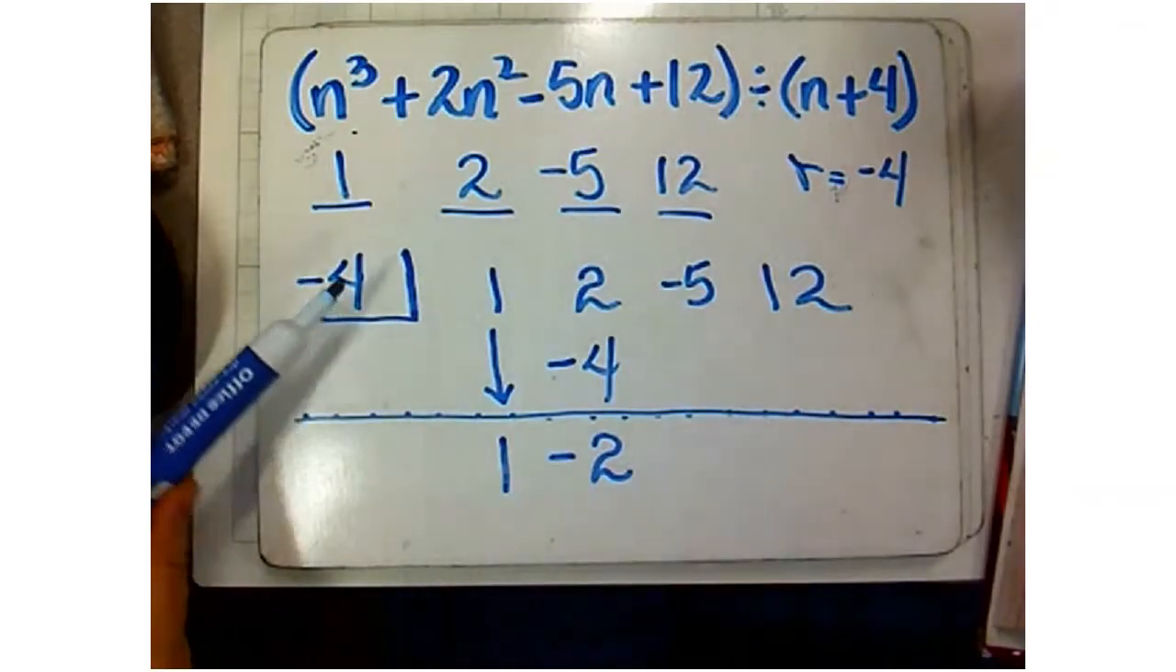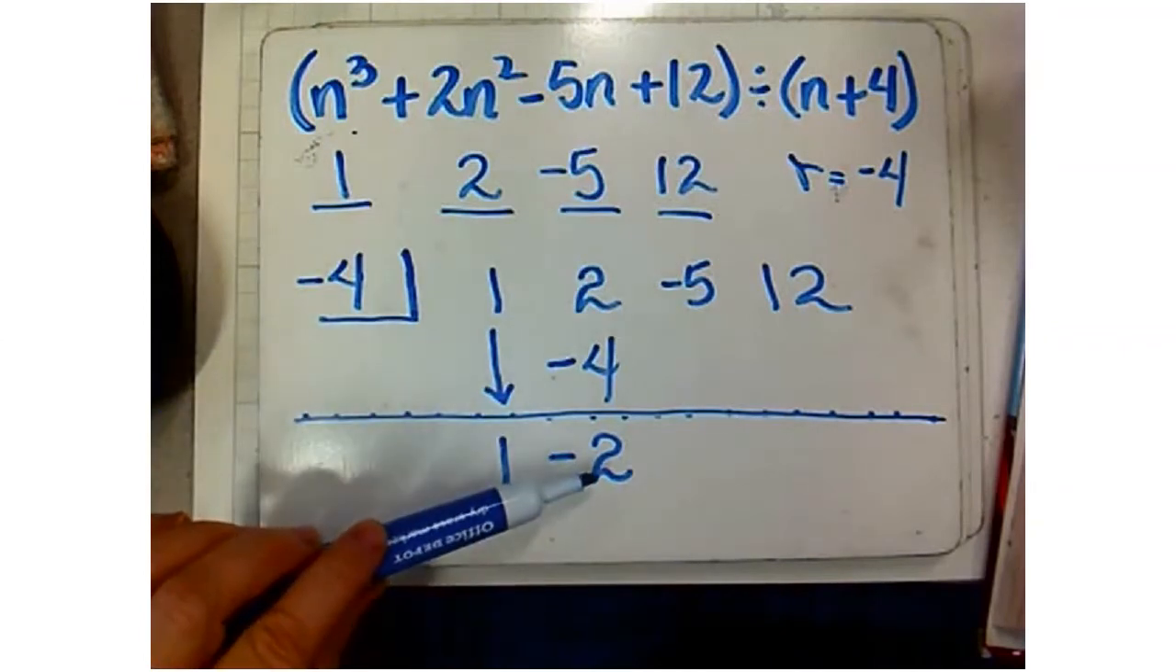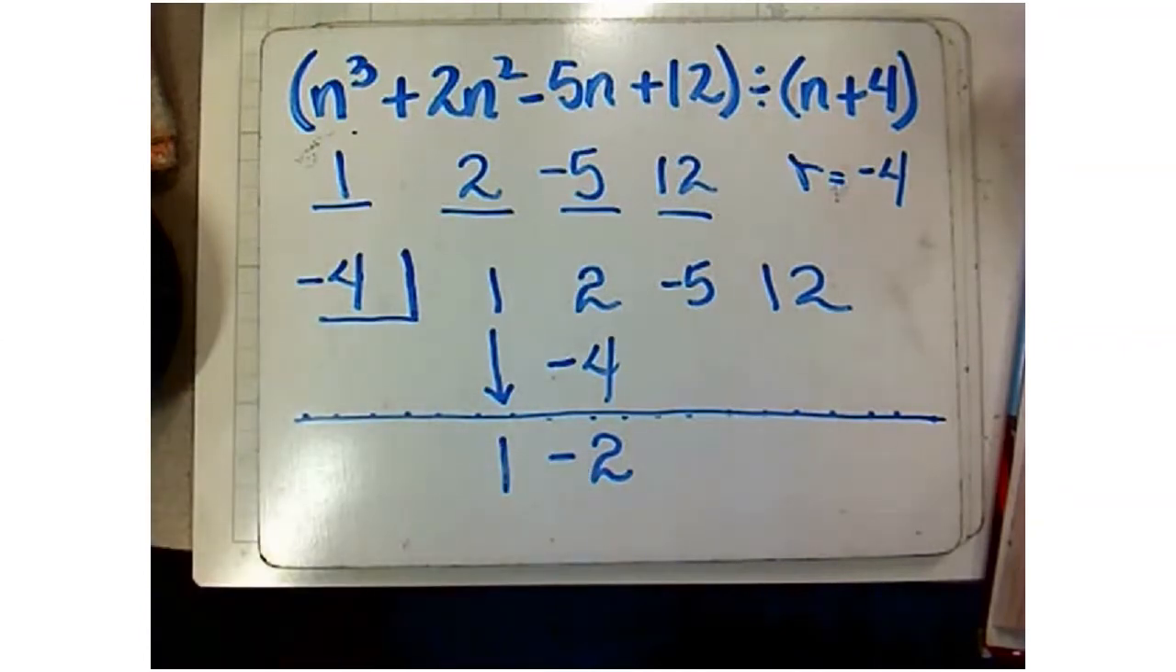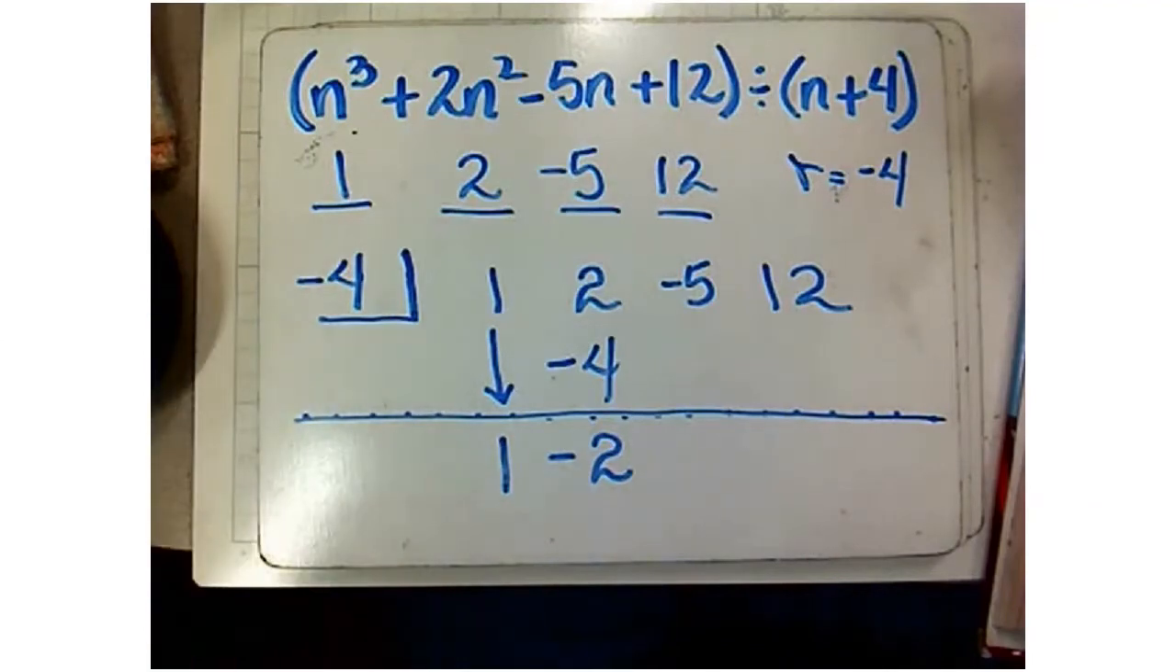Now you multiply your R value, negative 4 times 1 is negative 4. So you've got to put negative 4 underneath the 2. And then the 2 plus negative 4 is negative 2, so you put that below the line. You're combining those two. Okay?